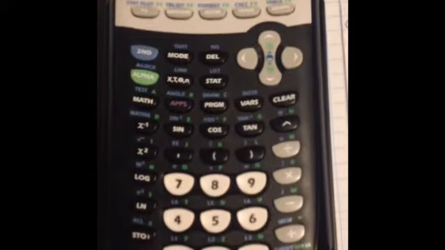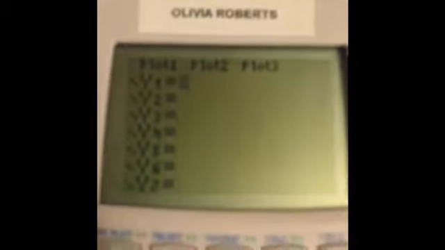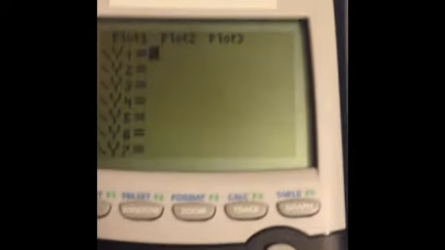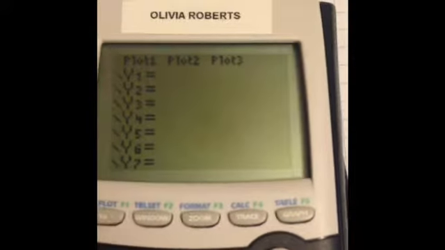Okay, so for our graph, for our standard form, we got x squared plus 8x plus 16. So what we're going to do is, let me start over on my calculator. Okay, so what you're going to do on your calculator is first you're going to go to y equals up here, and then you're going to make sure your plot 1 is off. This is your plot 1. Shout out to Olivia for letting me use her calculator.